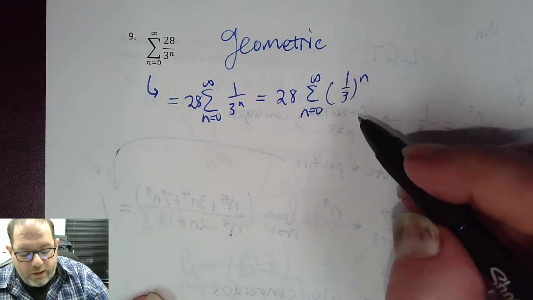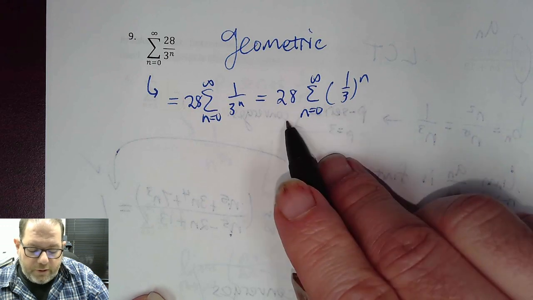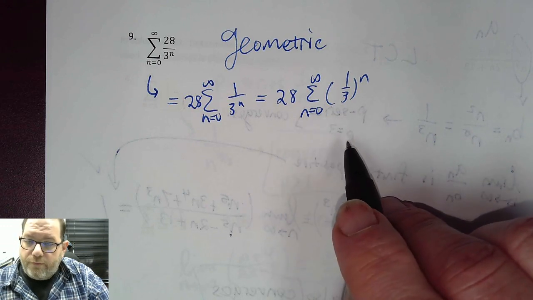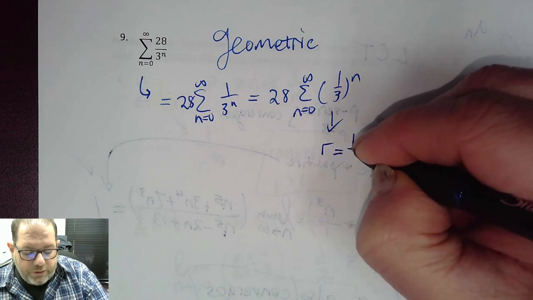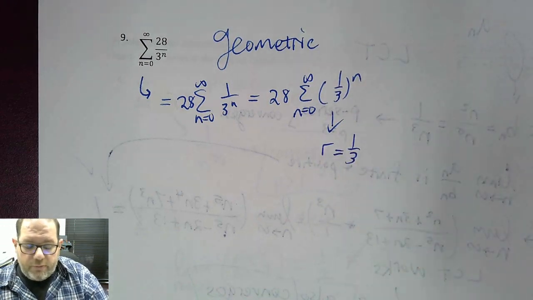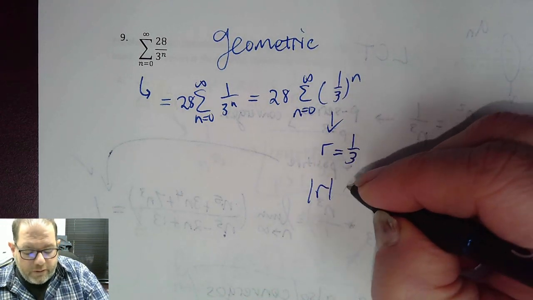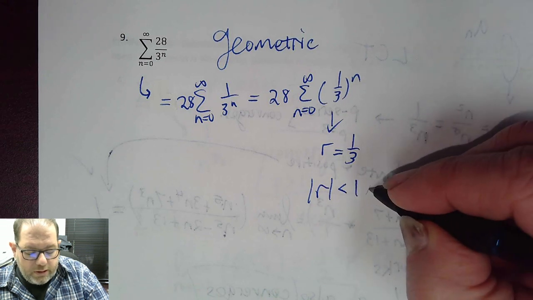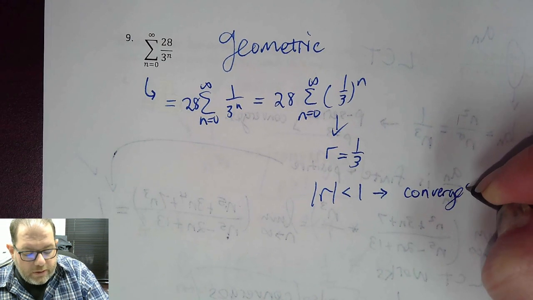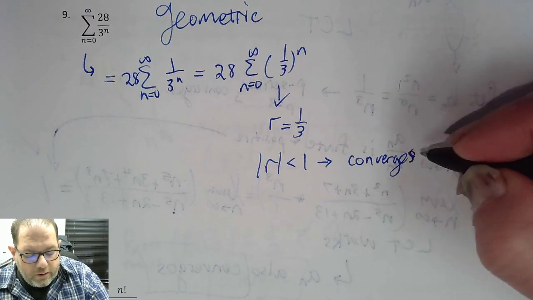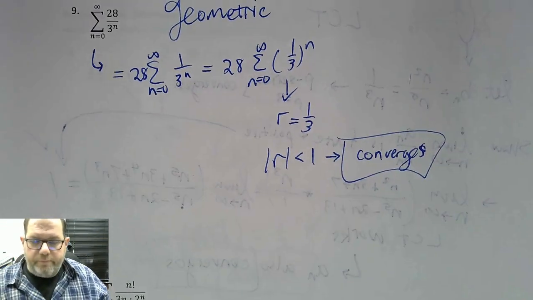So this is probably a clearer picture of what's happening now, and we can see that r equals 1/3. As we said back on problem 2, if the absolute value of r is less than 1, then it converges. And that is precisely what happens here.